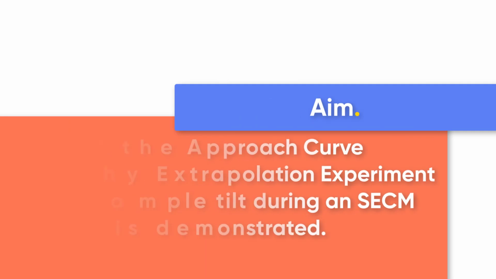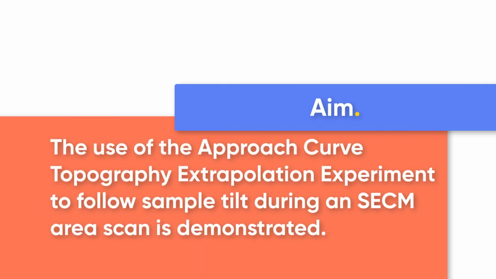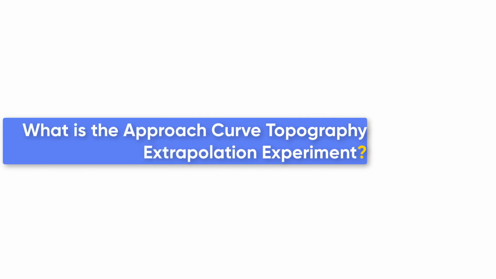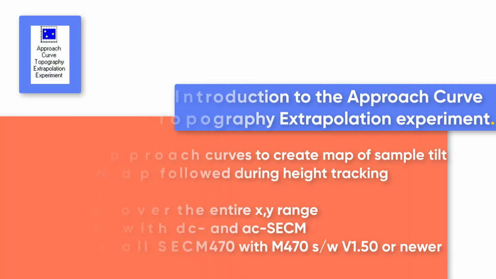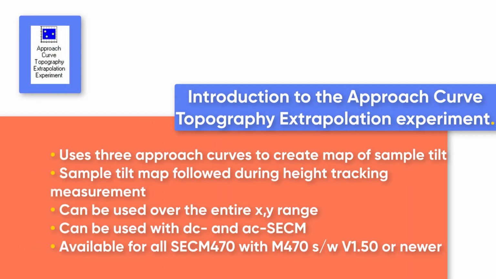The new approach curve topography extrapolation experiment available with the SECM 470 will be demonstrated as a method to follow sample tilt. The approach curve topography extrapolation experiment is an SECM experiment type, which uses three approach curves to create a map of the sample's background tilt. Using the height tracking option in the SECM measurements, the resulting map can be used to follow the sample tilt.